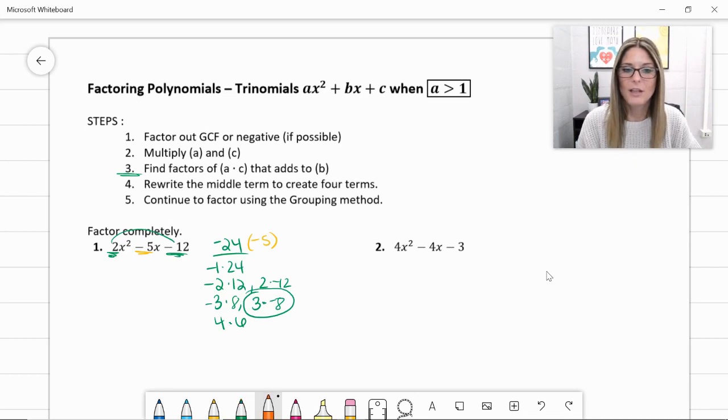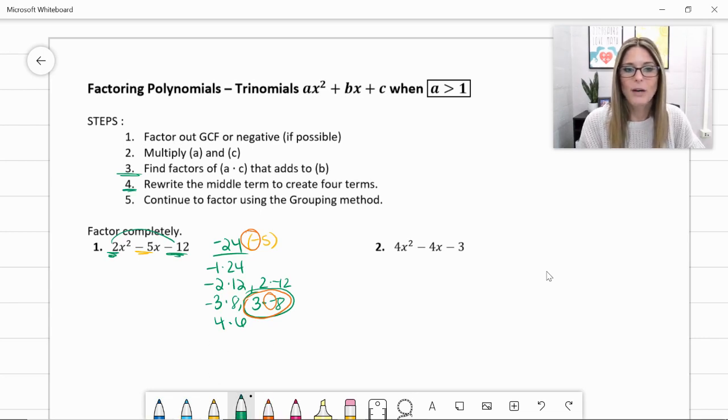So something you might want to think about is the sign that you're trying to add up to is going to be the sign of your larger number. So when we did 3 times 8, the 8 is going to have to be negative for it to add up to a negative 5. So that's a little trick that you can use. Now we're going to take that 3 and negative 8.